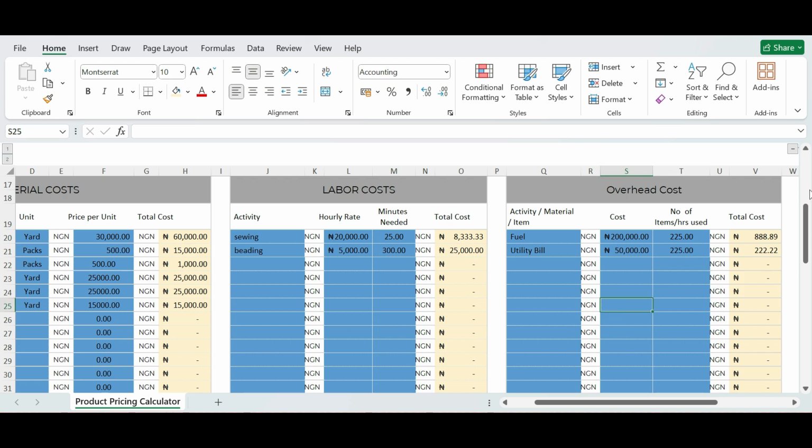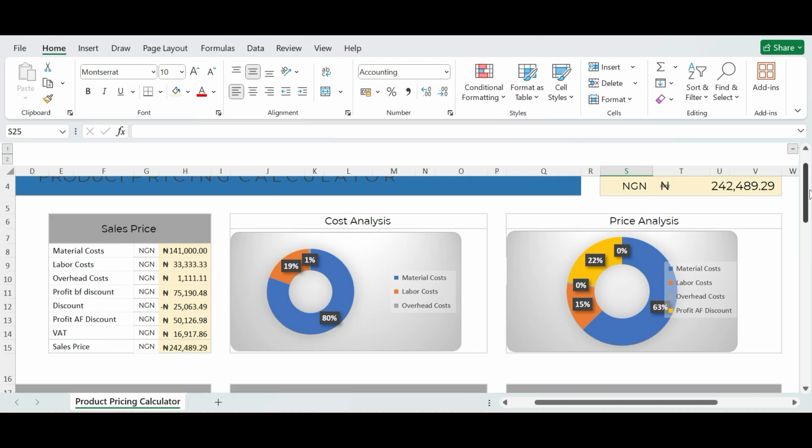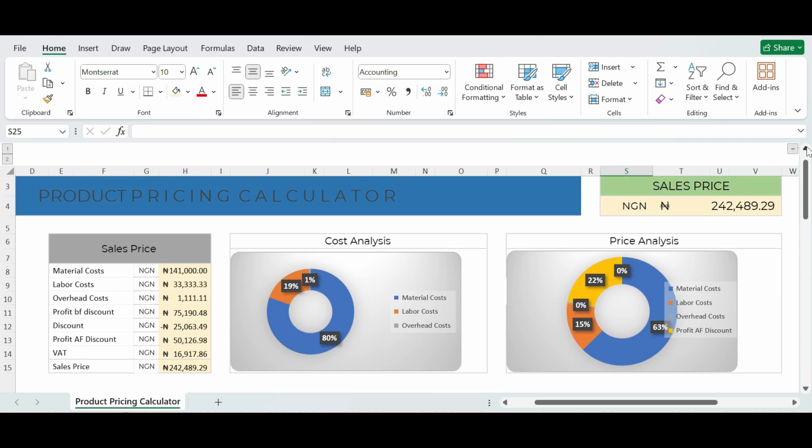Okay, so like I said, this is a very simple product calculator. No need to complicate things. Just make it easier for anybody to use it. So now, once you come here, you see everything you've inputted. It's over here. That gives you the selling price. And when you're done, you can actually look at it.